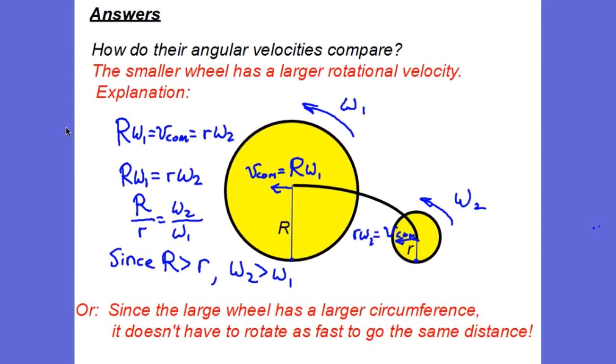To answer the second question, the angular velocities, how do they compare? VCOM for each wheel is equal to the radius of the wheel times its angular velocity. And since VCOM is the same for both wheels, this statement here is true. And if we rearrange this statement, we come up with this proportionality statement. And if the radius of the big wheel is bigger than the radius of the small wheel, then omega 2 must be a bigger number than omega 1. Or, since the large wheel has a larger circumference, it doesn't have to rotate as fast to go the same distance.